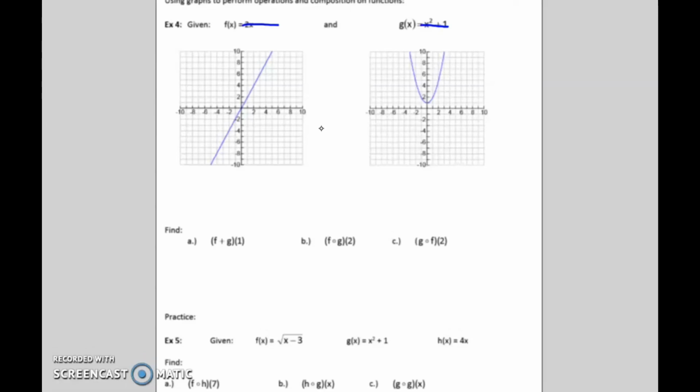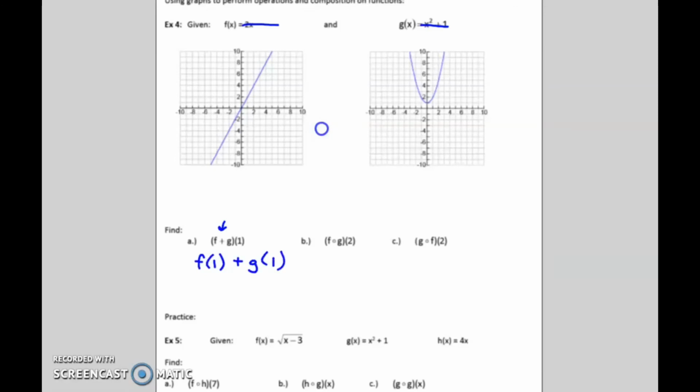So I want you to find f plus g of 1. So f plus g of 1. Remember, this is an operation. All right, so now what we have to do is we have to be able to keep straight our operations versus our compositions. So that's an operation. That means I need to take f of 1 plus g of 1.